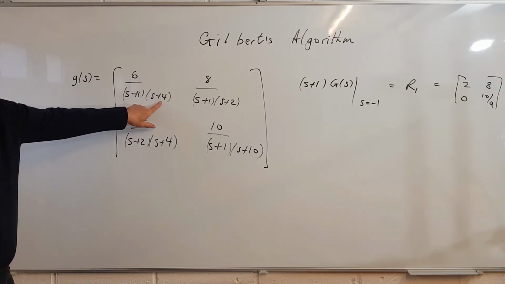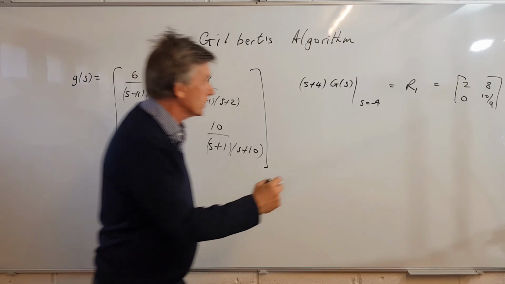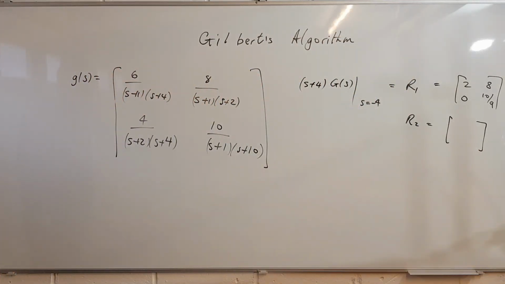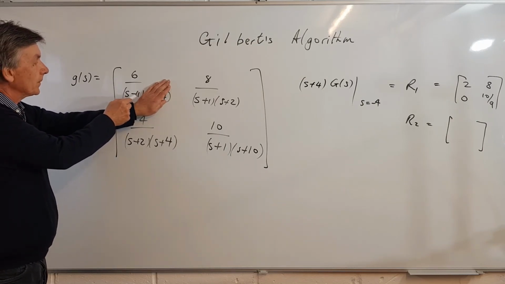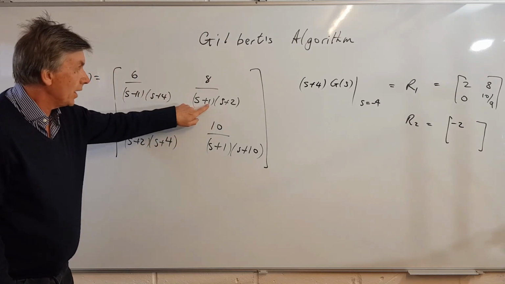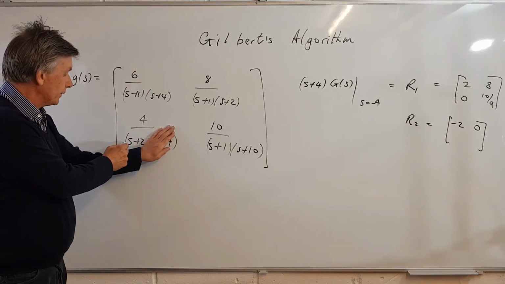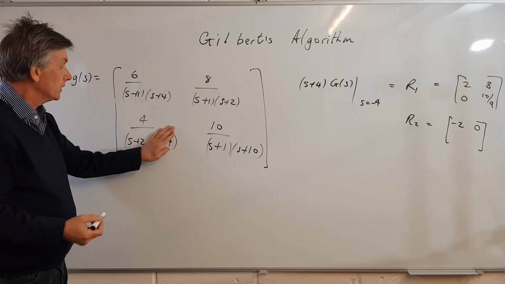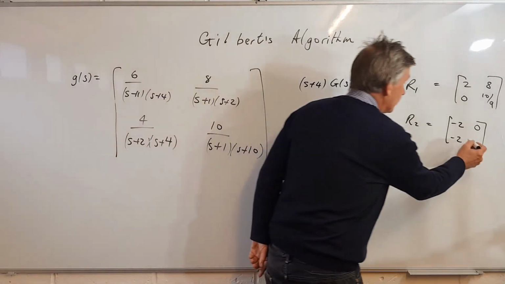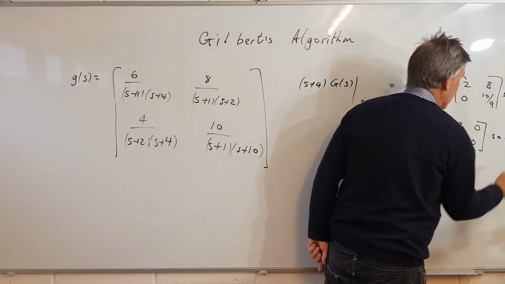Next one we can move on to is, let's say, the 4. So we can now work out s plus 4 times G(s) evaluated at s is minus 4. And this will give us R2, which will be another 2 by 2 matrix. So we go to here, put s as minus 4 in here. So minus 4 and 1 is minus 3. Minus 3 into 6 goes minus 2. We've got no 4s here, so this one is going to be a 0. We have got a 4 here, so cover this one up. Minus 4 and 2 is minus 2. Minus 2 into 4 is minus 2. And we haven't got any s plus 4s in here, so that one's going to be a 0. So we'll just remind ourselves, this was associated with s is minus 1, and this is s is minus 4.